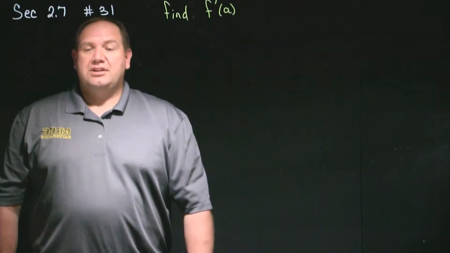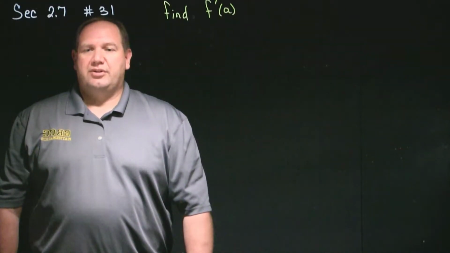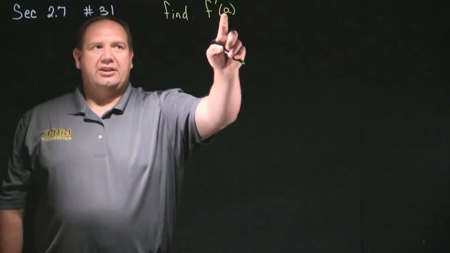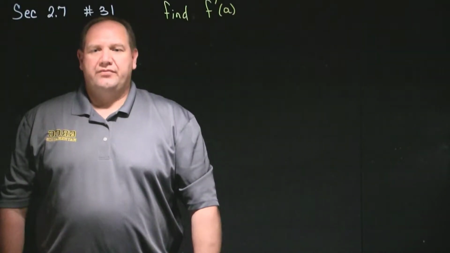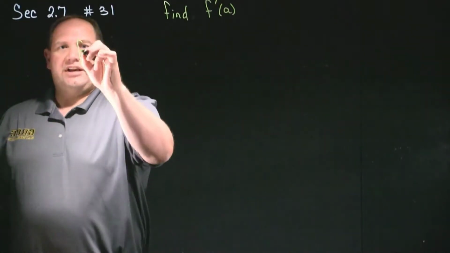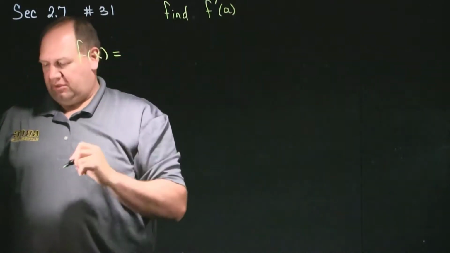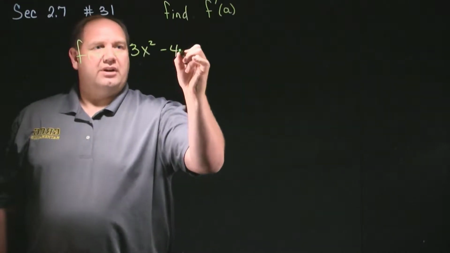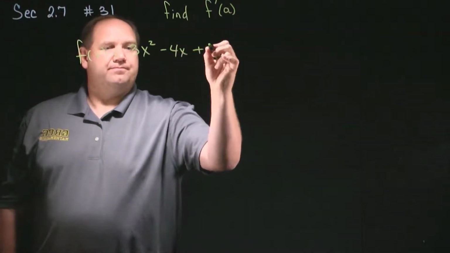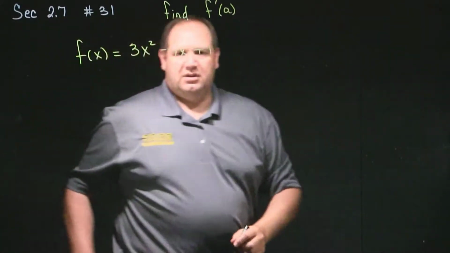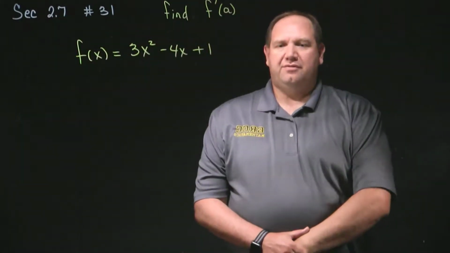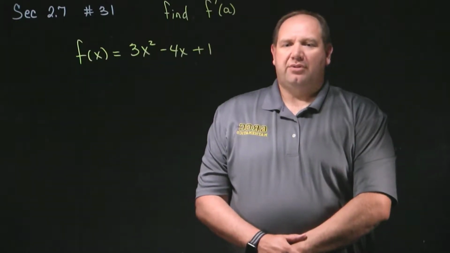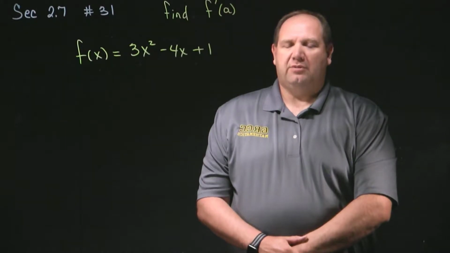Hello, this is section 2.7, question number 31, and the directions ask us to find the derivative evaluated at a of the function f. The function that we're given is f of x equals 3x squared minus 4x plus 1. So our job is to find the derivative of f of x equals 3x squared minus 4x plus 1.